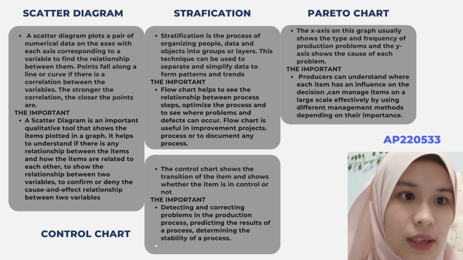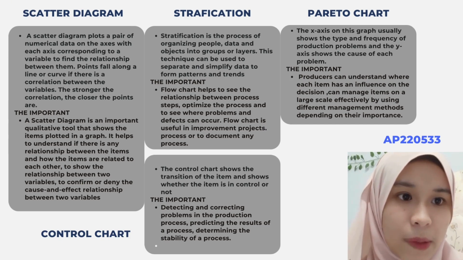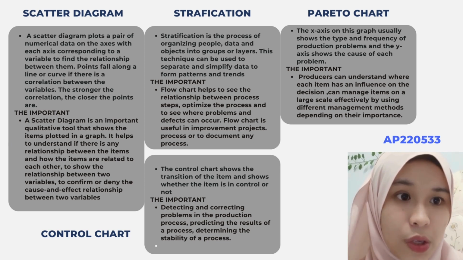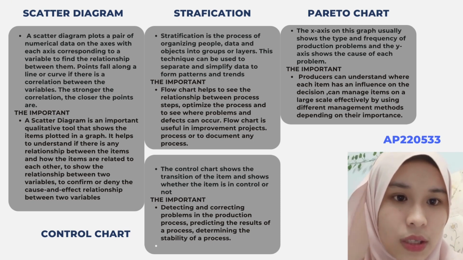Stratification is the process of organizing people, data, and objects into groups or layers. This technique can be used to separate and simplify data to form patterns and trends. The flowchart helps to see the relationship between process steps, optimize the process, and to see where problems and defects can occur. A flowchart is useful in an improvement project, process, or to document any process.